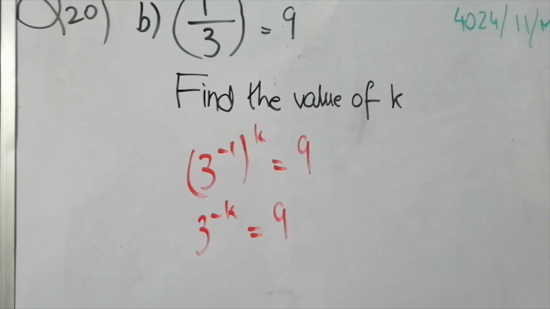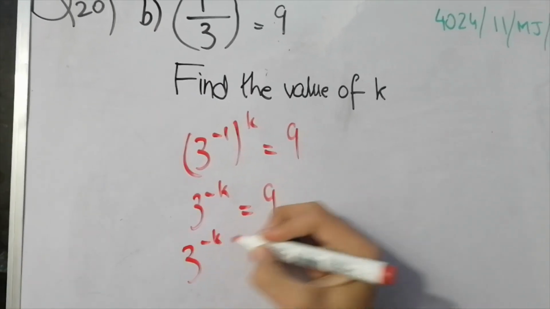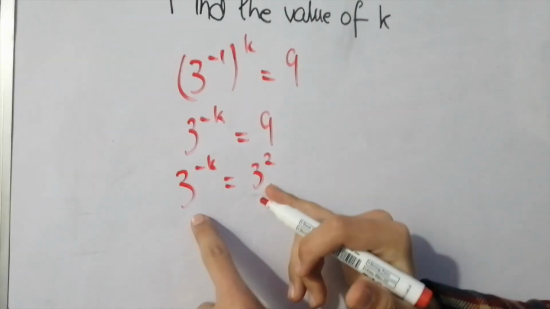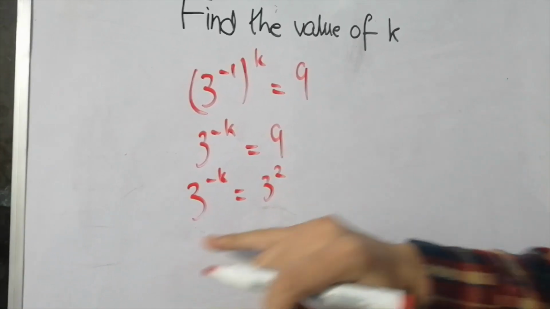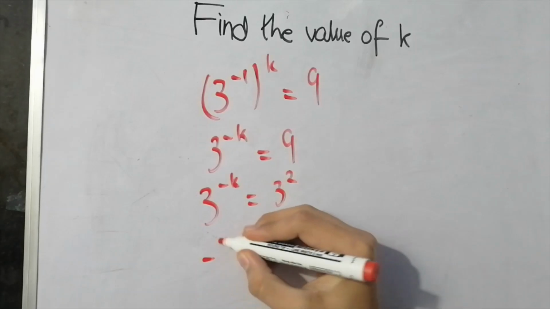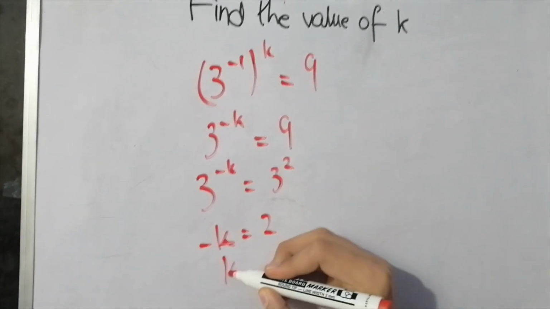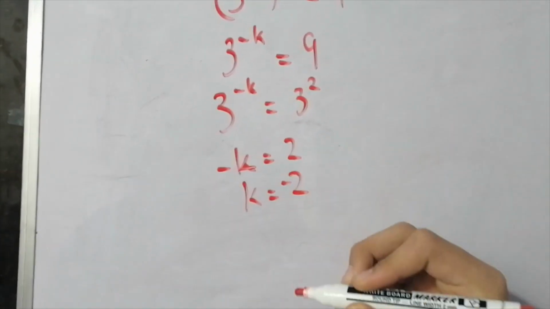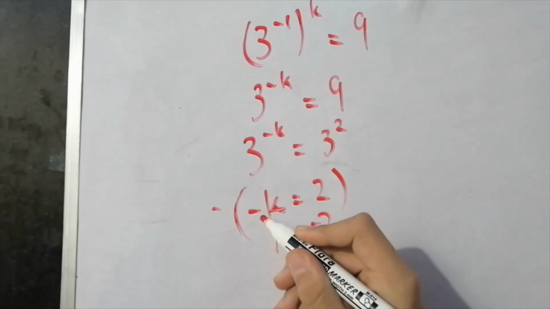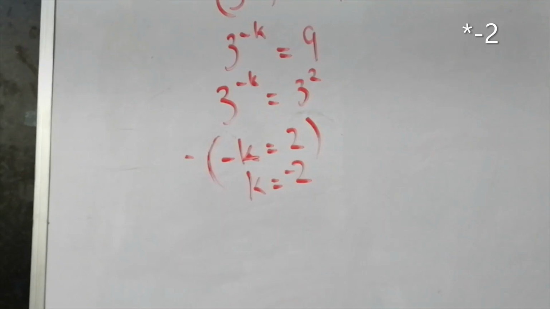Now again, using the basic knowledge of maths, you would know that 9 can be written as 3 squared. Now since the base numbers are the same on both sides, we can cancel these out, and we're left with minus k equals 2, and thus k equals minus 2, because when you multiply this whole thing with minus, minus into minus is plus, and minus into plus is minus, and then k equals minus 2, and that's our answer.